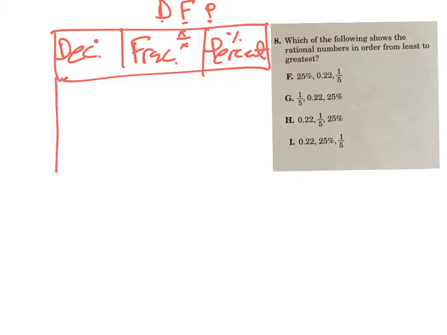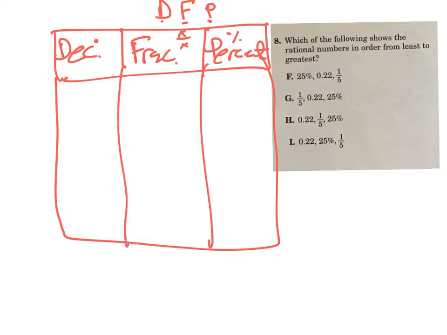Now, here's what I want to do. I want to get all of these in the same form. Then we can compare them. So we have 25%.